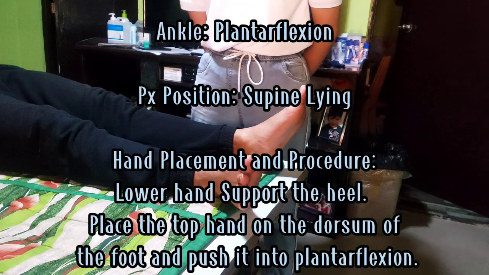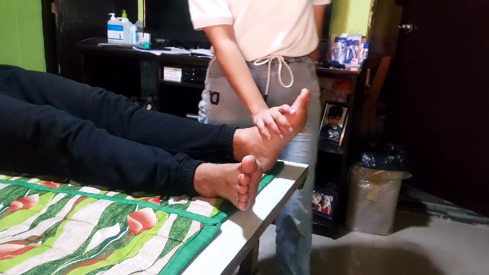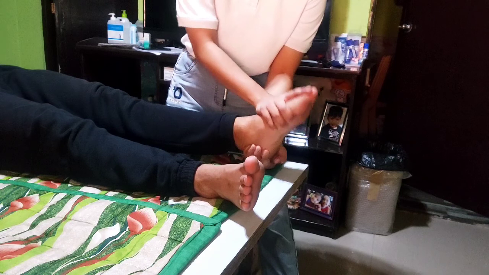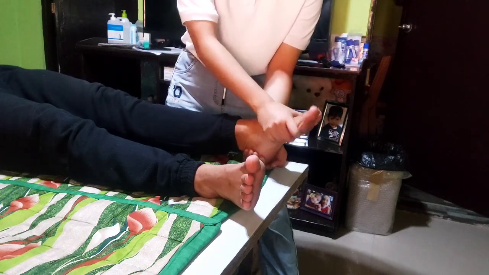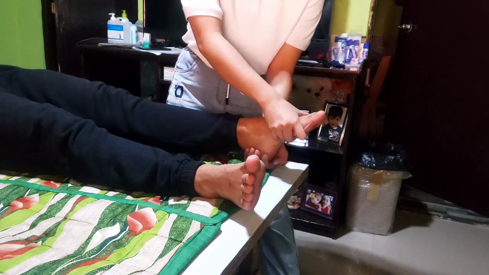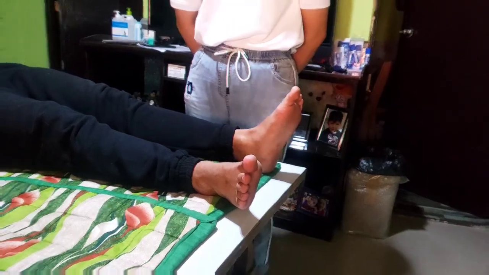Ankle plantar flexion. Patient position is supine. The hand placement and procedure: lower hand supports the heel and place the top hand on the dorsum of the foot and push it into plantar flexion. Note, in a bed-bound patient, the ankle tends to assume a plantar flexed position from the weight of the blankets and the pull of gravity, so this motion may not need to be performed.